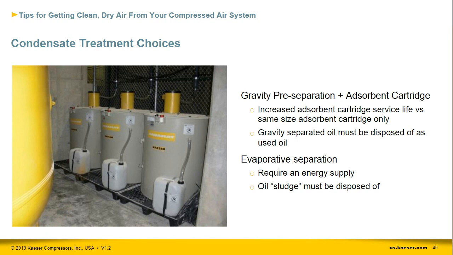Then there are evaporative separation systems, which work by collecting condensate into a basin, heating it to evaporate water, and leaving behind oil. This method requires a heat source, such as an electric heater, and typically can only be used to remove 90% of the oil and water. Most of the oil can be skimmed off the top of the water, and the remaining 10% of the mixture has oil emulsions suspended in it that require waste disposal. This method has higher energy cost than initial cost, little to no routine maintenance cost, and you'll have to pay to have roughly 10% of that condensate disposed of as oil waste.